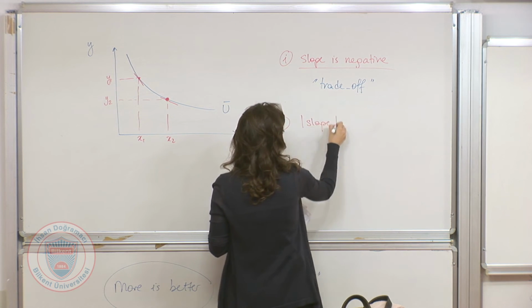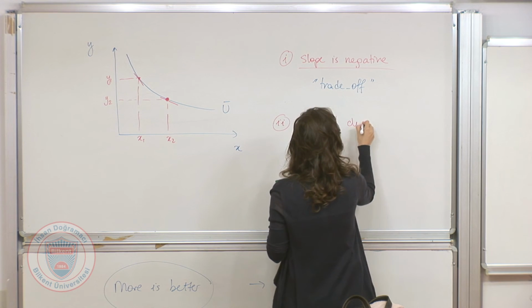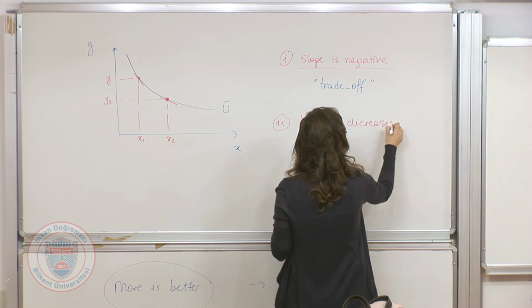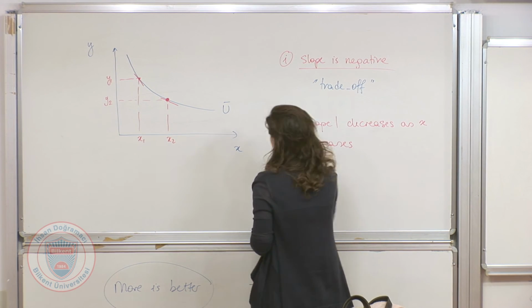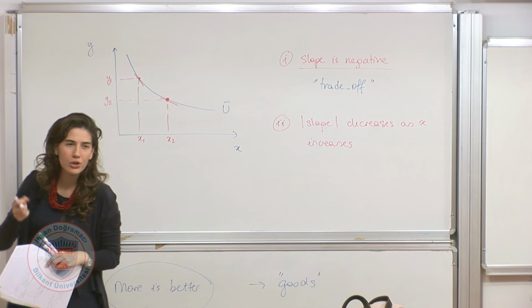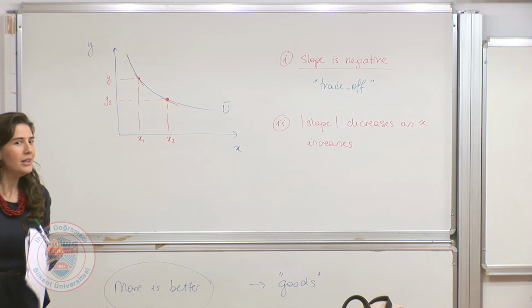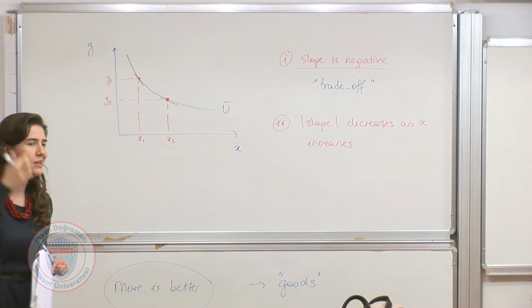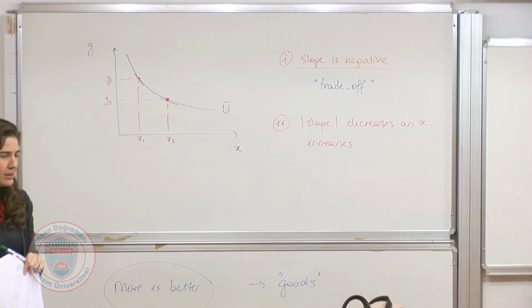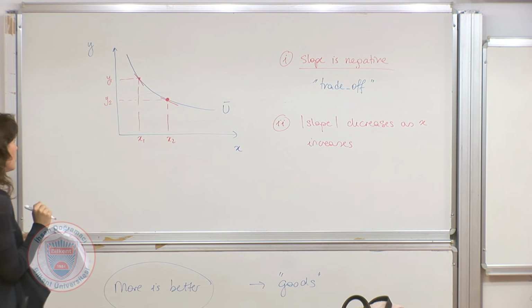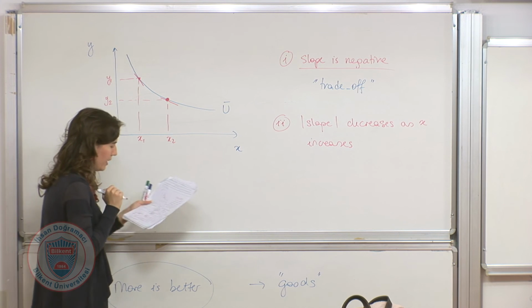So the absolute value of the slope decreases as x increases, okay? So this is what we said. The more x you have, then in order to have one more x, the amount of y you would be willing to give up would be less and less, right? The more x you have. So basically, this is actually the case.